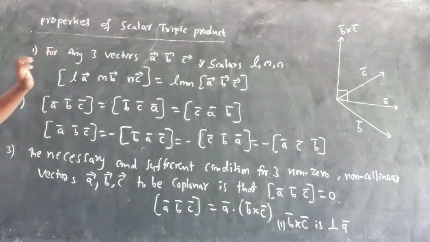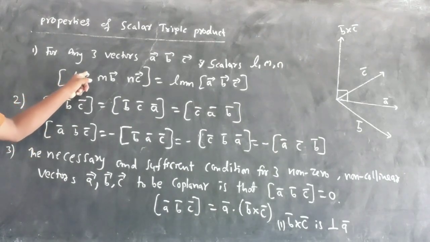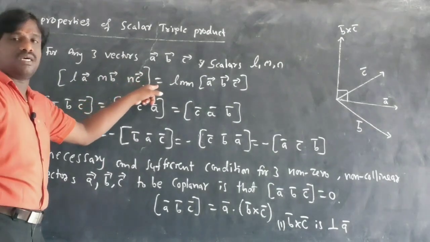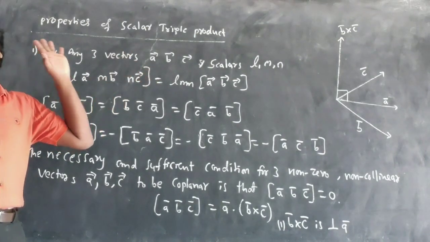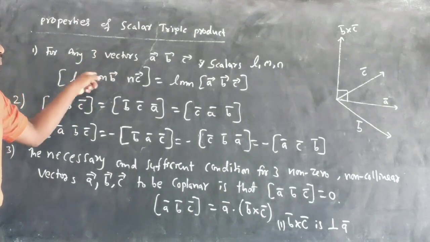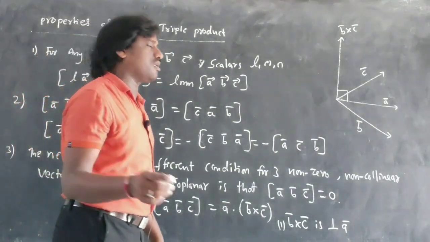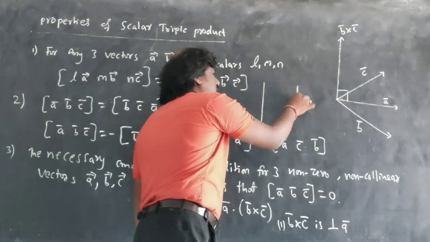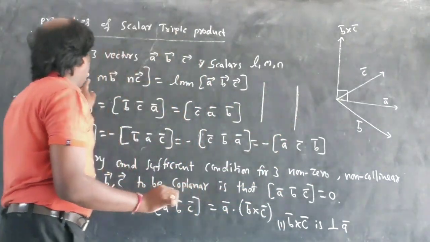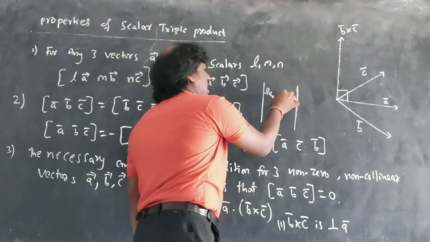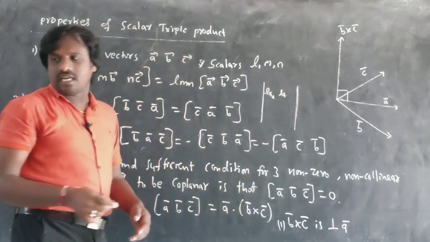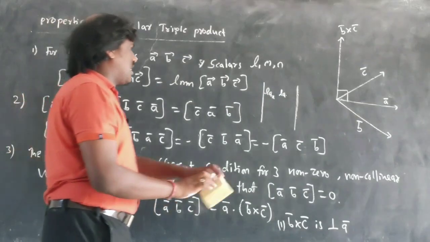Let us see here, for any 3 vectors a, b, c and scalars l, m, n, if you have a box like this, l a vector, m b vector, n c vector, then this can be written as l m n times the box of a vector, b vector, c vector. This is the first property. Why can we write like this? In class 12 you have learned the properties of determinants. So l a vector means multiplying l with ax, l with ay. Let me show you, so you will come to know what exactly I am saying here.